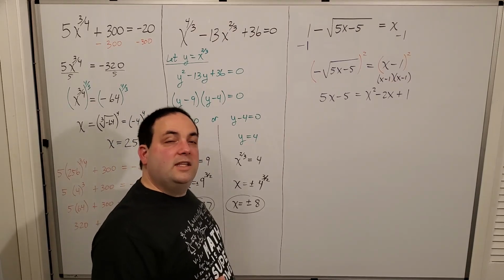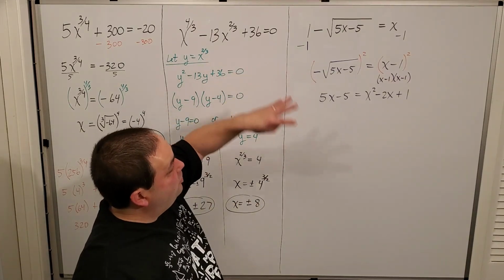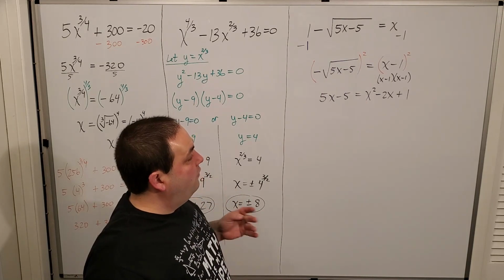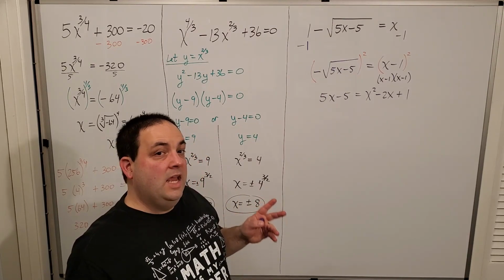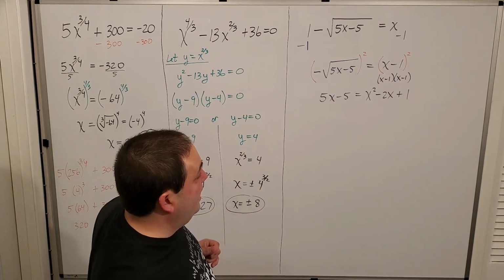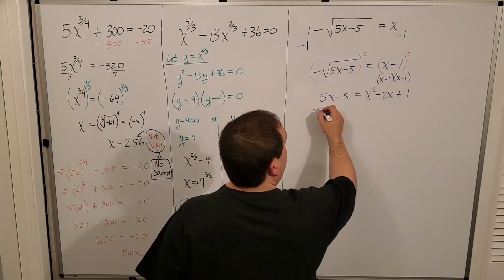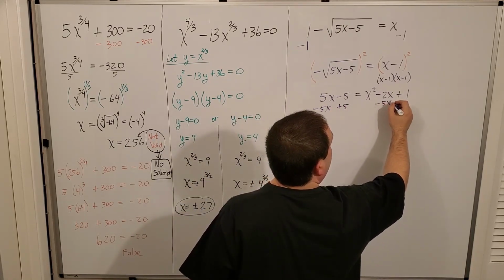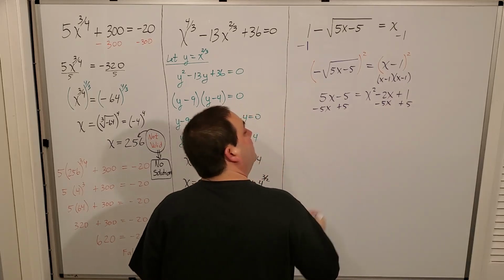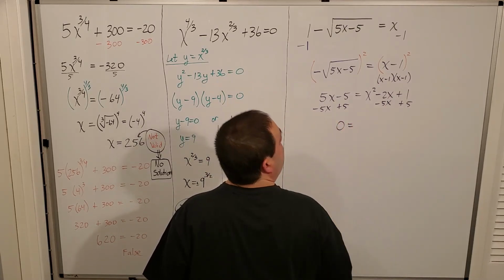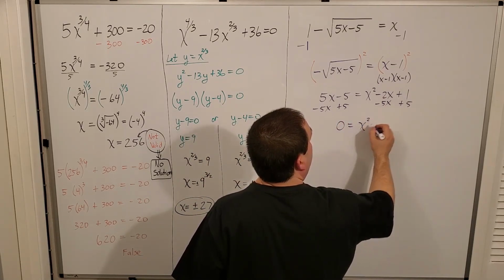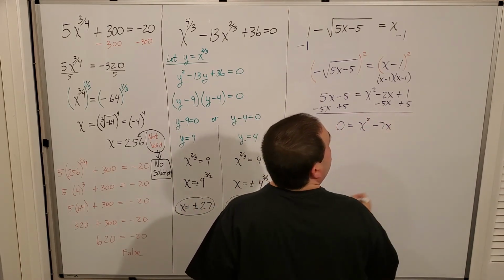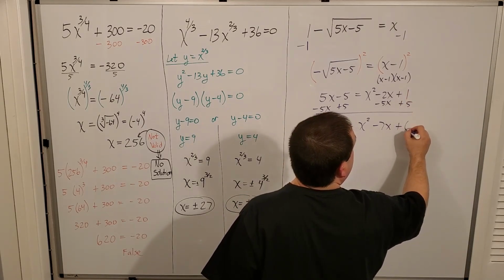I am now noticing that I have converted into a quadratic situation. So my next instinct is, oh, if it's quadratic, all of my methods say get it equal to 0. So that's what we're going to do. I'm going to subtract the 5x and add the 5. So minus 5x plus 5. Therefore, I have 0 is equal to x squared. Let me draw a line and separate this out here. Minus 7x and plus 6.